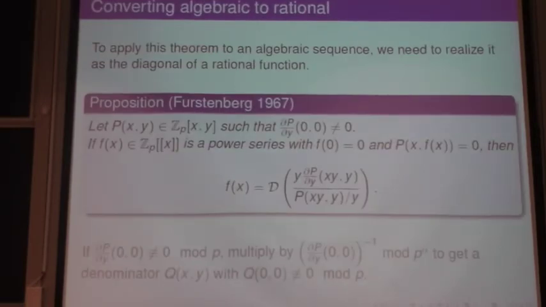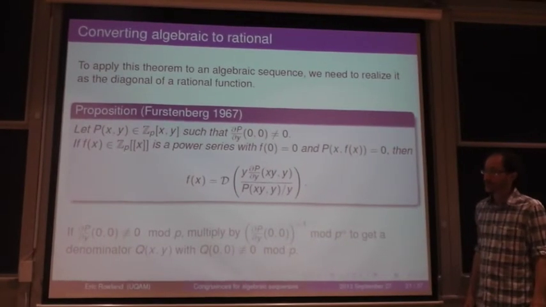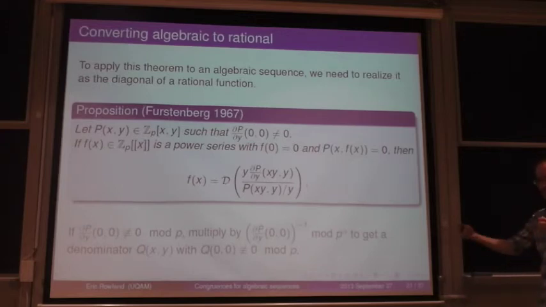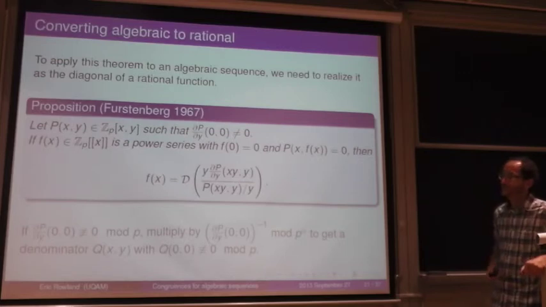Okay, so this says something about diagonals of rational functions, but of course, if we're interested in algebraic sequences, this doesn't help us at all. But there's a nice proposition of Furstenberg from the 60s that tells you basically how to transform certain algebraic sequences into diagonals of bivariate rational functions.